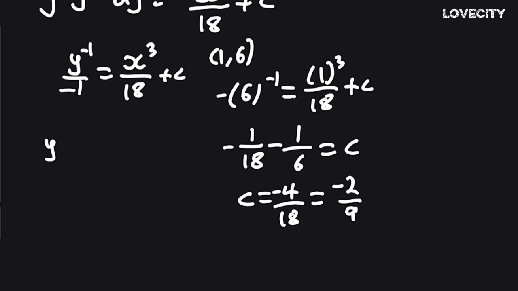So we get y to the minus 1 is equal to, bringing a negative over, minus x cubed over 18, plus 2 over 9 now, because we've multiplied by the minus 1.